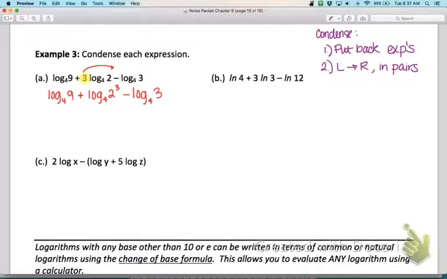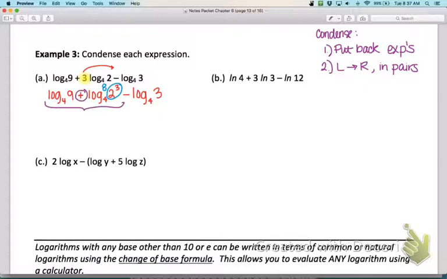Okay? Now, as we go, it's kind of helpful to simplify the things that we can. So for example, 2 to the third is going to be 8. So we want to think of that as the log base 4 of 8. So now we're going to go left to right in pairs. So my first pair from left to right is combined using addition.